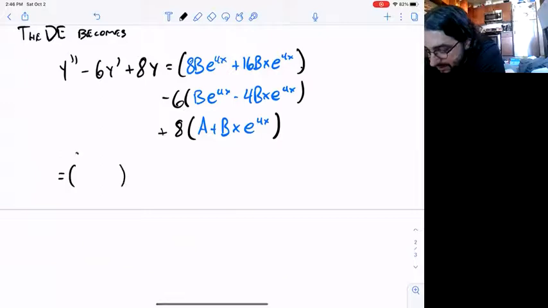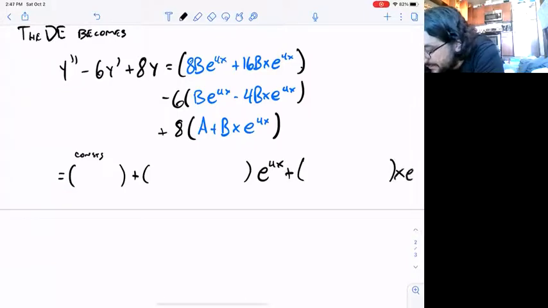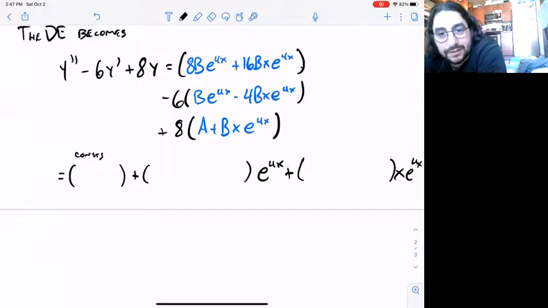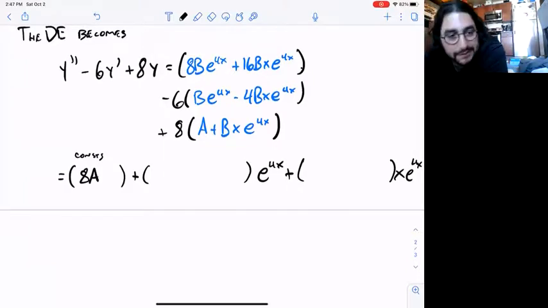So we're going to have constants. We're going to have e powers. Here I'll write them as e powers, so e to the 4x. And then we'll have x e powers, so x e to the 4x. Those are the 3 types of terms that we have here. So for constants, all we have is 8a. That's the only constant around.